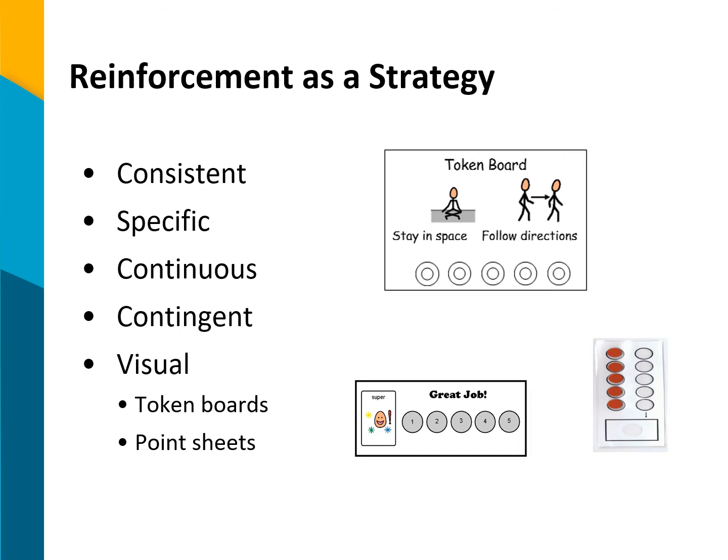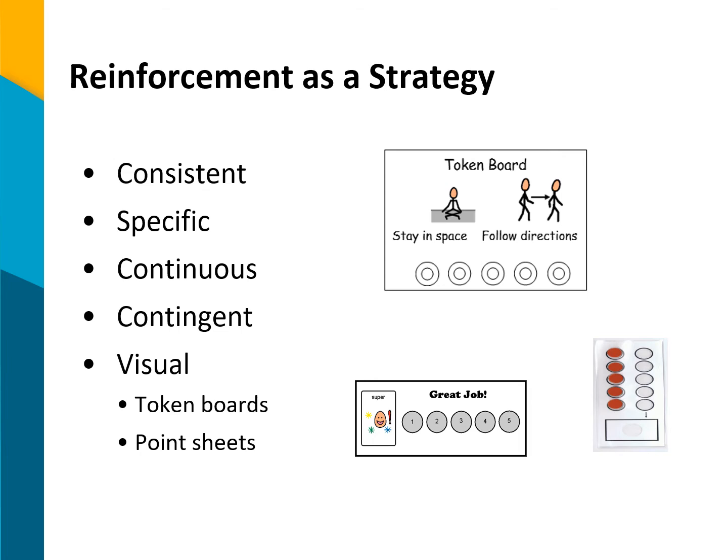When providing reinforcement, you need to be specific. You should tell your child what they are doing correctly so they know why they are being reinforced and will be more likely to exhibit the same behavior the next time. Reinforcement needs to occur continuously. Similar to consistency, we cannot implement a reinforcement system in the morning, but not in the afternoon. Depending on the child's fatigue and motivation, we may have to increase the rate at which we reinforce as the day goes on.